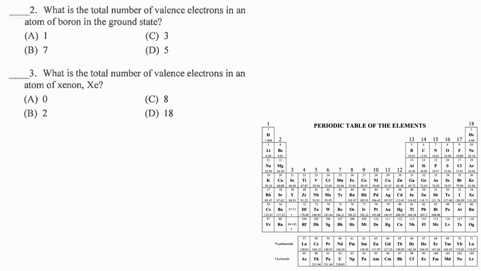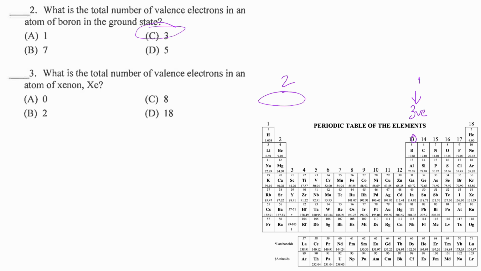Number 2 says, what is the total number of valence electrons in an atom of boron in the ground state? Now, ground state is just saying a regular boron atom. If it was an excited state, that means that the electron might be moved to a higher energy level. However, ground state is just saying it satisfies the normal rules on the periodic table. So boron is in group 13, and we know group 13 has 3 valence electrons. And that is because they have a full s orbital, which is 2 electrons, and then they have 1 electron in the p sublevel. So that means they have 2 plus 1, which is 3 valence electrons.